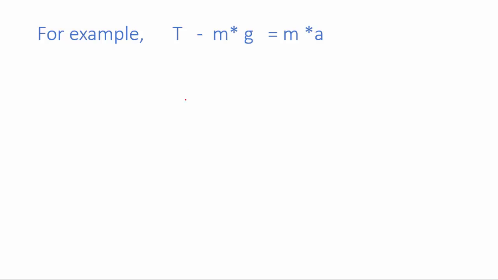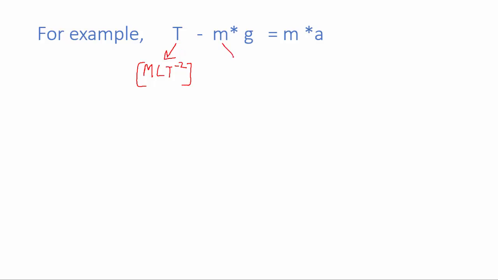Let's take another example here. T minus mg equals ma. Let's check the dimension of all the terms here. Here T is the tension force, and the dimension of force is MLT^-2. So the tension force has the same dimension as force.